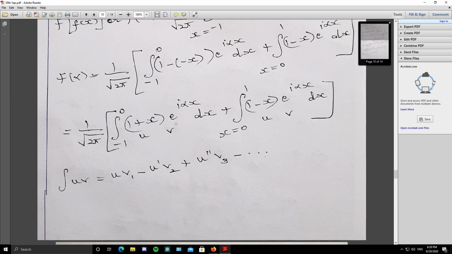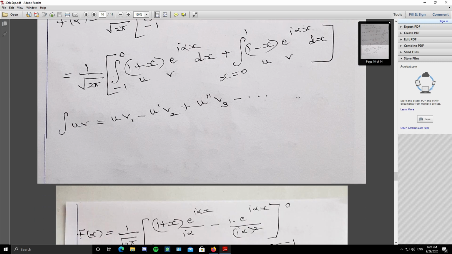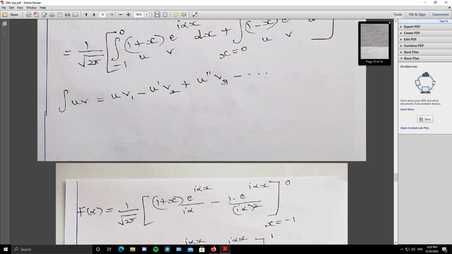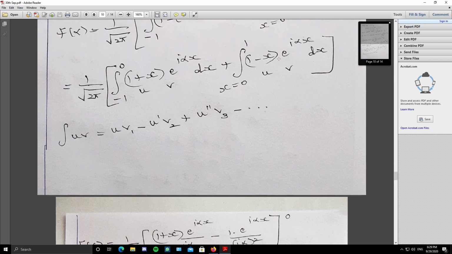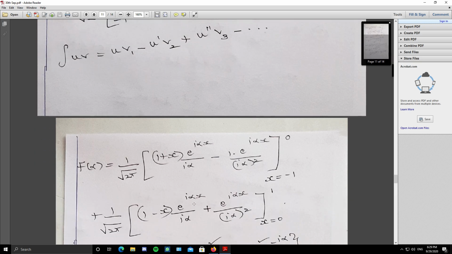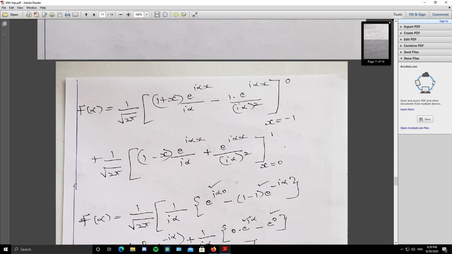Then we are using Bernoulli's rule of integration. u is 1 plus x in the first integral, u is 1 minus x in the second integral, and v is the kernel, that is the exponential function. So 1 plus x into e power i alpha x by i alpha, minus derivative of 1 plus x, which is 1, into integral of this term, that is e power i alpha x by i alpha whole square. Similarly, 1 minus x into e power i alpha x by i alpha, minus derivative of 1 minus x, which is minus 1, into integral of this term, that is e power i alpha x by i alpha square.